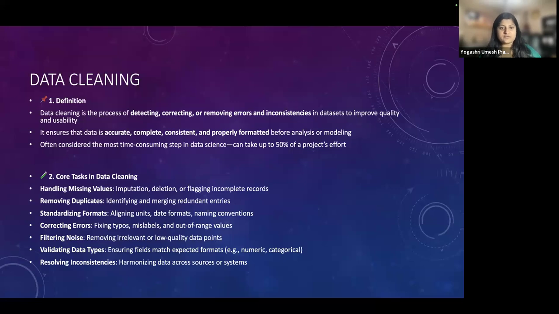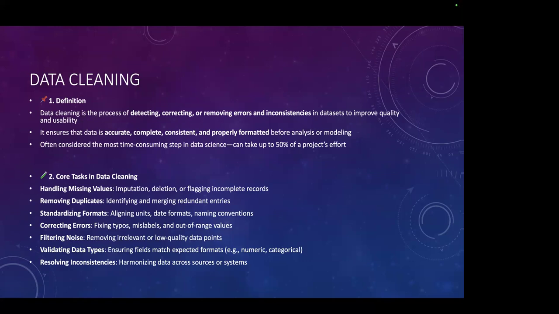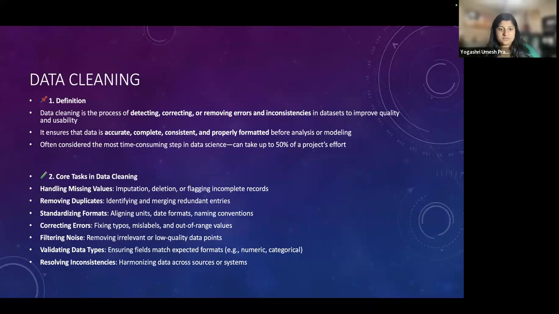For handling missing values, there's imputation, deletion, or flagging incomplete records. Removing duplicates is identifying and merging redundant entries. Standardizing formats, you're aligning units, date formats, and naming conventions. You're fixing typos, mislabels, and out of range values. You're removing irrelevant or low quality data points. Then you're ensuring fields match expected formats, like numerical or categorical. And you're harmonizing data across sources or systems.